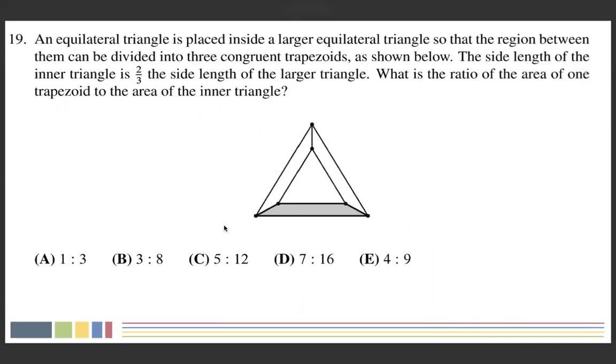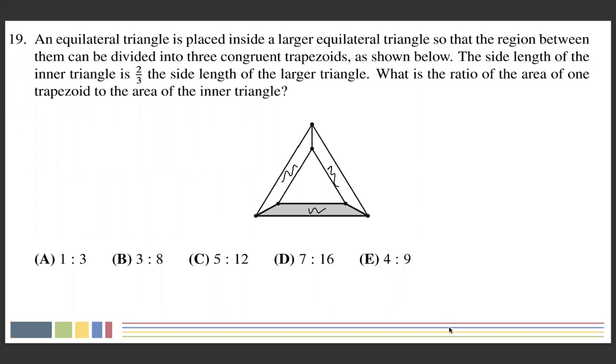Okay, this is the 2023 AMC 8 problem number 19. An equilateral triangle is placed inside a larger equilateral triangle so that the region between them can be divided into 3 congruent trapezoids, as shown below. This one. The side length of the inner triangle is 2/3 the side length of the larger triangle. What is the ratio of the area of one trapezoid to the area of the inner triangle?